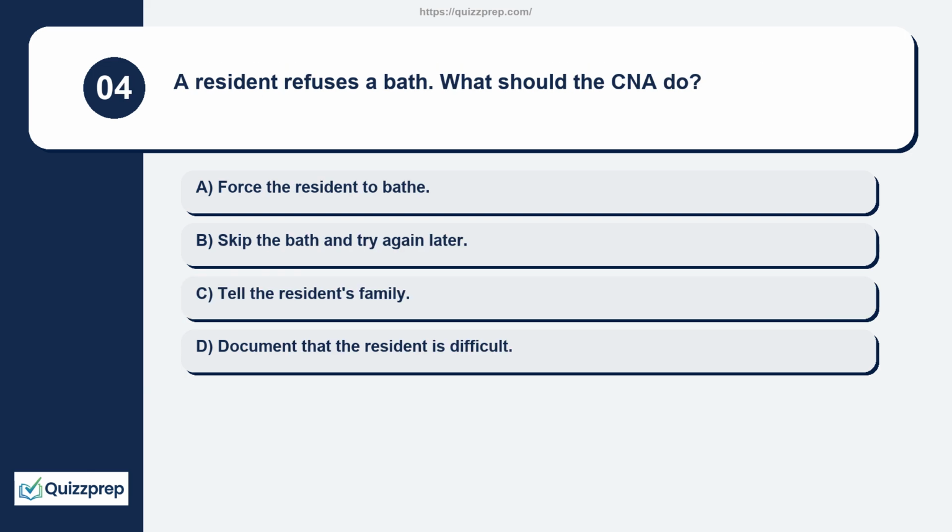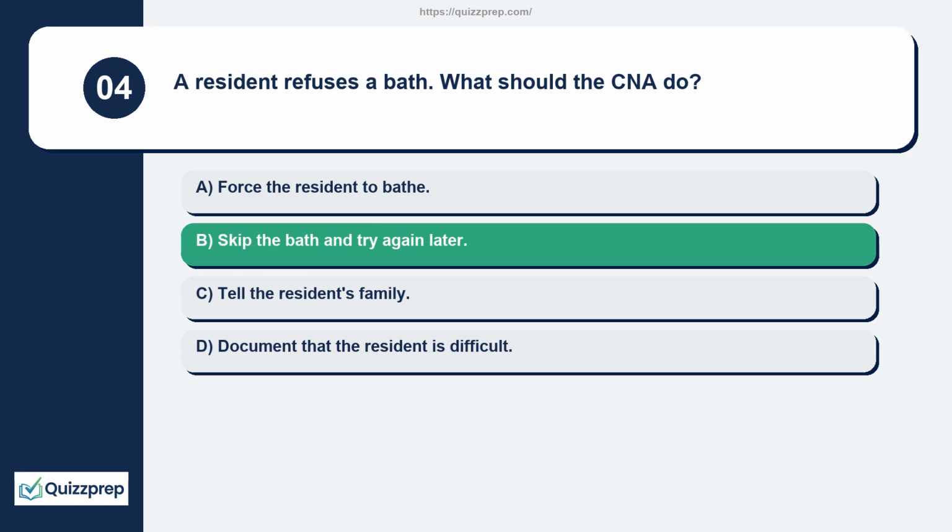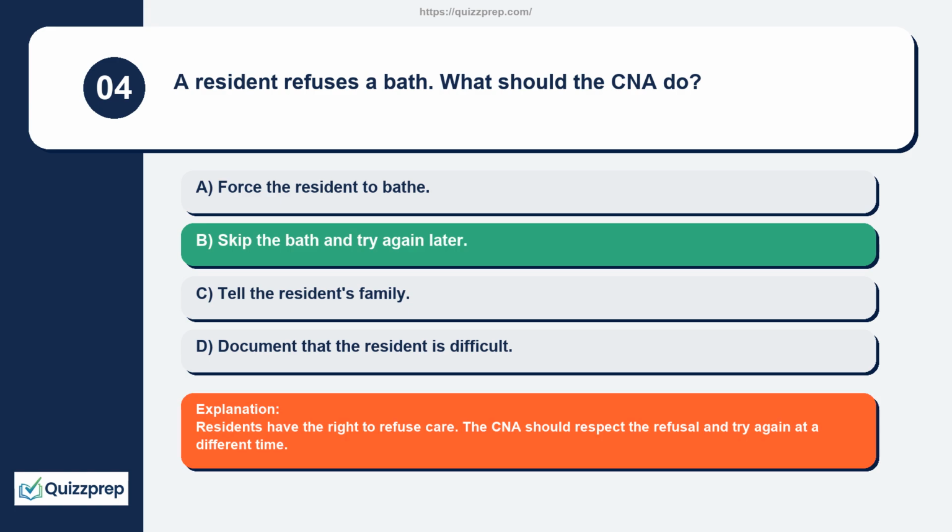Question 4. A resident refuses a bath. What should the CNA do? Force the resident to bathe, skip the bath and try again later, tell the resident's family, document that the resident is difficult. Residents have the right to refuse care. The CNA should respect the refusal and try again at a different time.